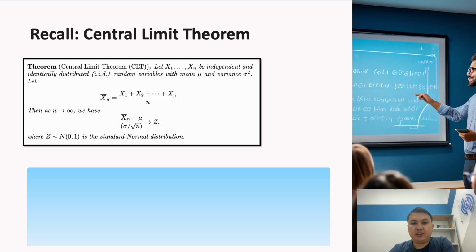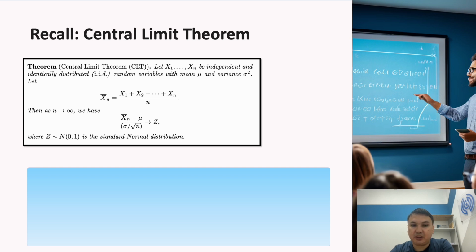First, I will start reviewing the Central Limit Theorem from probability. The Central Limit Theorem states that if you have n random variables that are independent and identically distributed, so IID, with mean mu and variance sigma squared, and you consider a new random variable Xn bar, which is the average of the n random variables, then as n gets large, your Xn bar is roughly normal, or in other words, (Xn bar minus mu) divided by (sigma over square root of n) approaches the Z distribution.